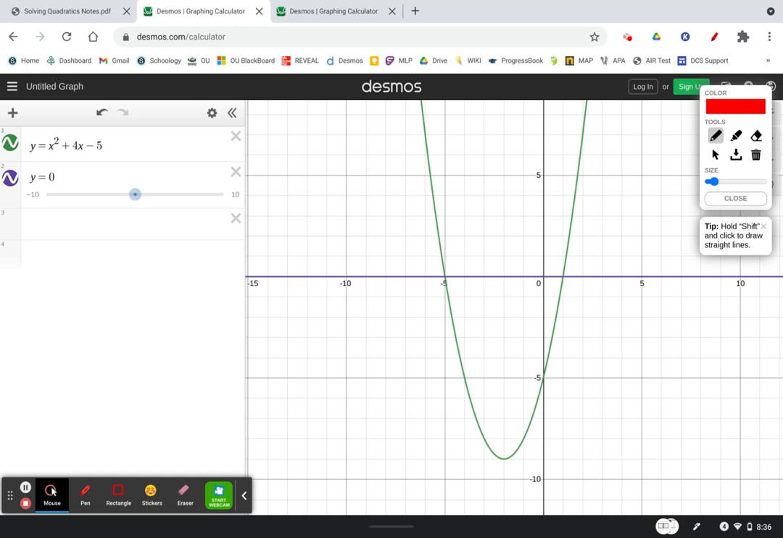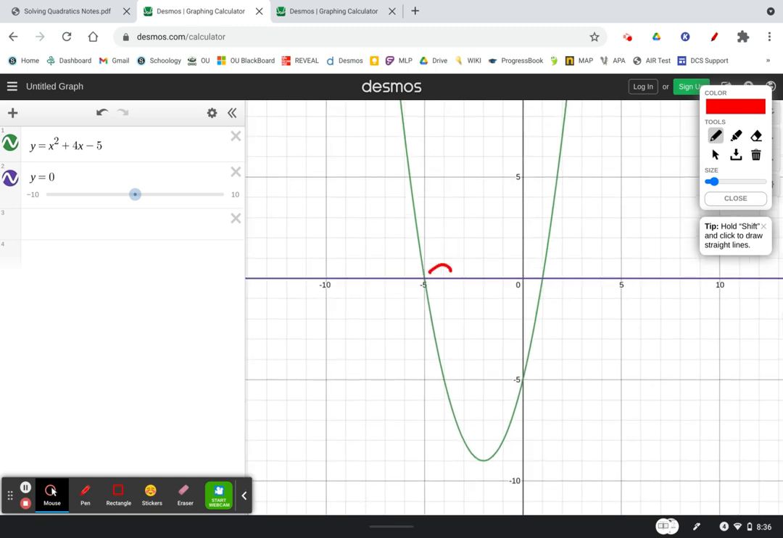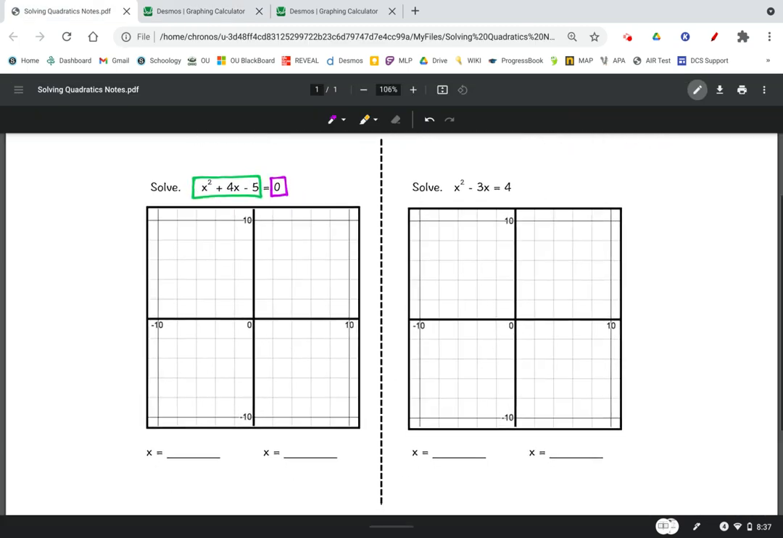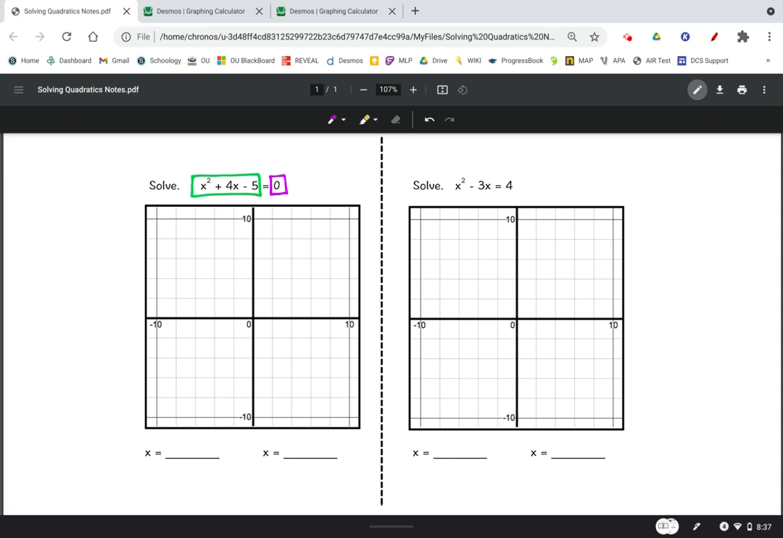Everybody knows at this point that you find your solutions where there's an intersection, which is right... Oh, whoa. Let's redo that little guy. That intersection, which is right here and right here. Now, there are two intersections. So how are we going to know what the solution is? Well, first off, let's see what those two points are. So I tap that box right there. It's at -5, 0. Tap that box right there. It's at 1, 0.